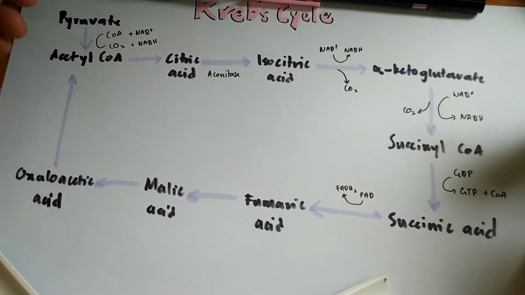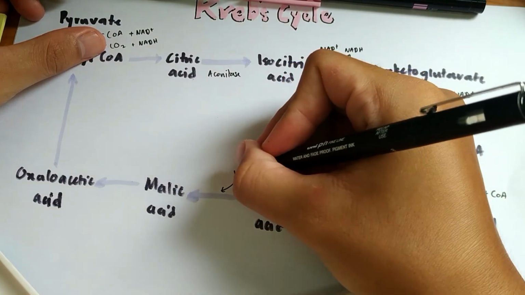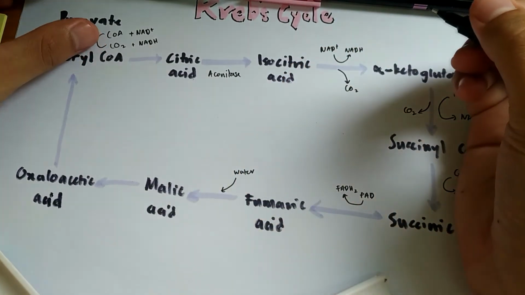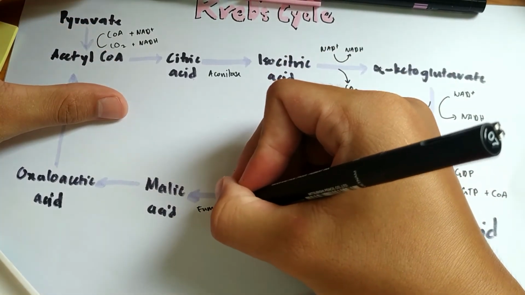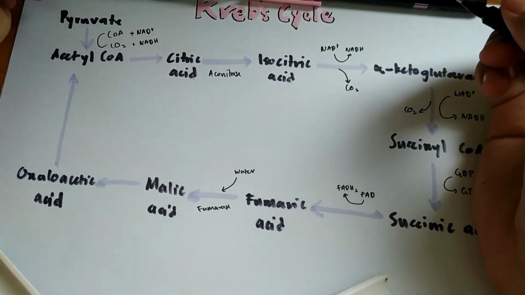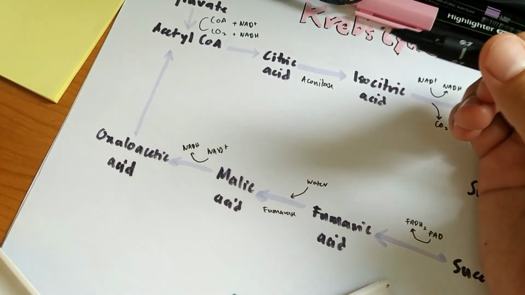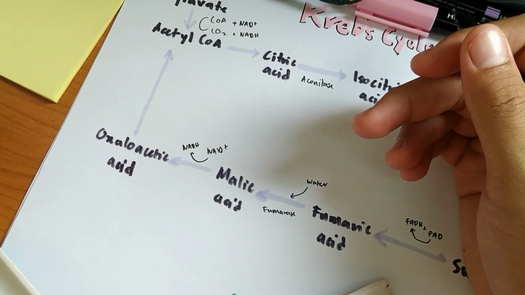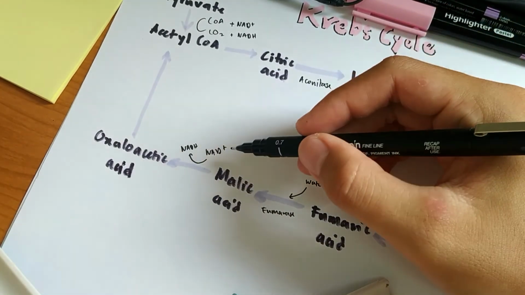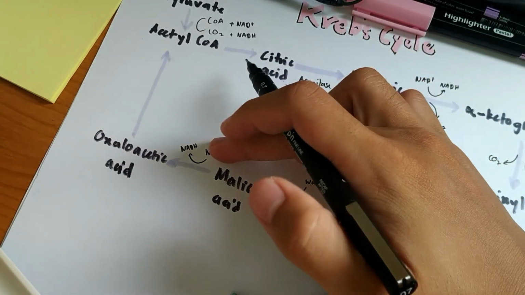Then, during the formation of malic acid, there will be addition of water and the presence of fumarase, which results in the conversion of fumaric acid into malic acid. In the last reaction of this cycle, there will be a formation of oxaloacetic acid. During this reaction, the malic acid will be converted into oxaloacetic acid, with NAD+ being transformed into NADH.